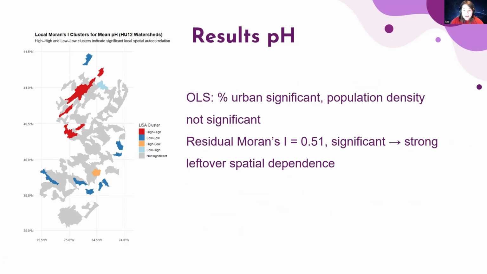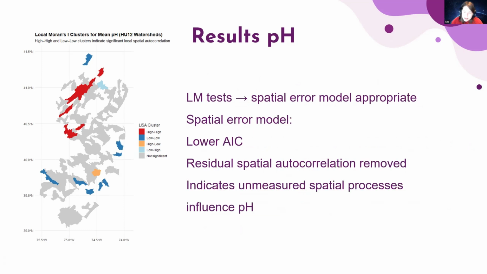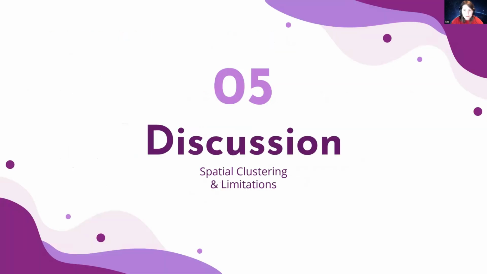Because of the moderately significant findings, I ran an OLS analysis which resulted in percent urban land cover being significantly associated with higher pH, while population density was not. However, the OLS residuals also had a Moran's I of 0.51, meaning strong spatial autocorrelation remained. I continued to conduct an LM diagnostic test, which pointed specifically to a spatial error process. After estimating a spatial error model, the AIC dropped by nearly 29 points, and residual spatial autocorrelation was eliminated. This indicates that a spatial error model is the appropriate framework for explaining the pH patterns.